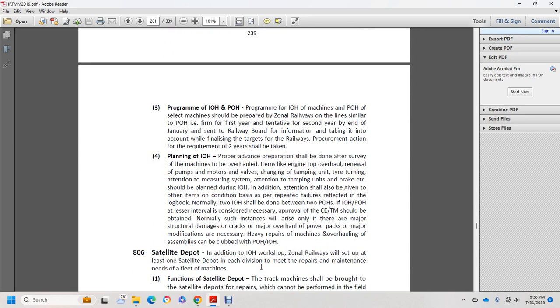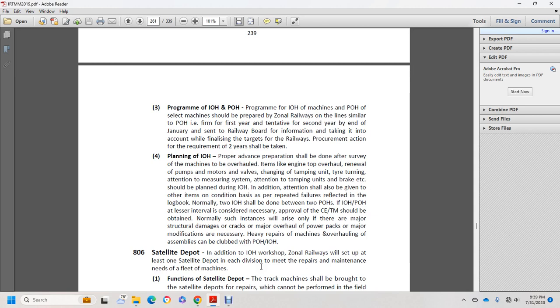Planning of the intermediate overhaul. Proper advance preparation should be done after a survey of the machine, to overhaul items like the engine top overhaul, renewal of the pump, motor and valve, changing of the tamping unit, tying of the triangle with the adjunct of the measuring system, tension for the tamping unit, the brake, etc., which shall be planned during the intermediate overhaul. In addition, attention shall also be given to other items based on the repeated failures reflected in the log book.